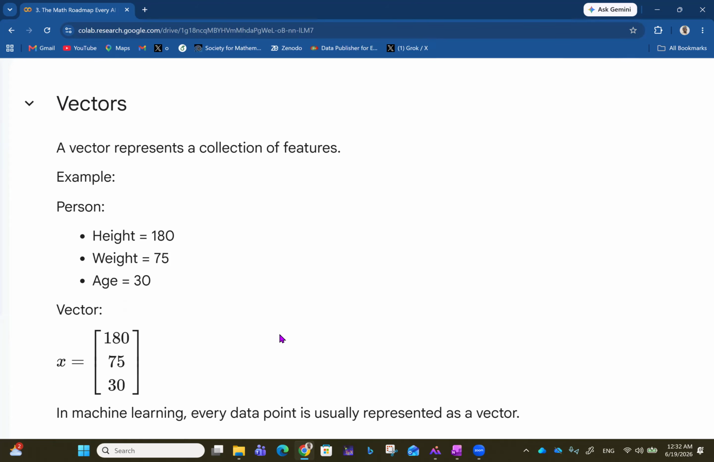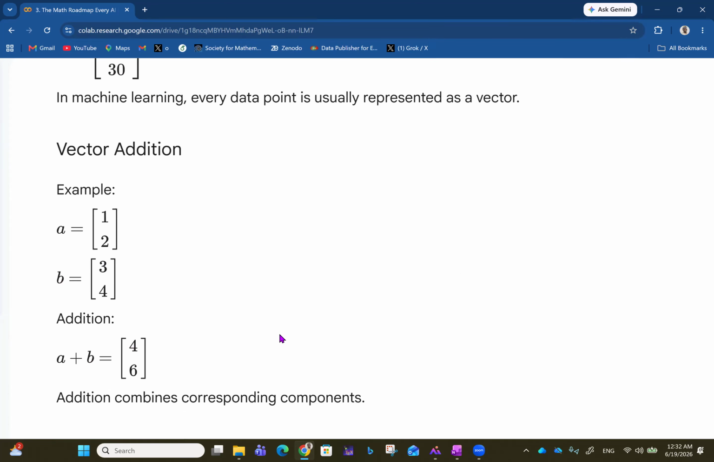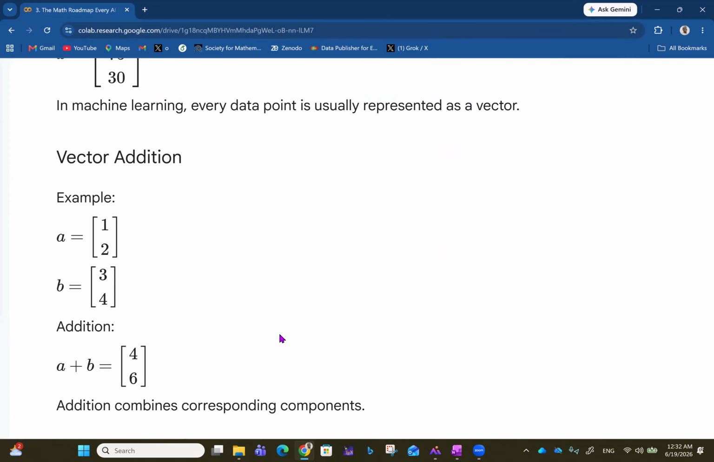So in this case, a data point is a person and their information can be represented as a vector. Then we have simple things like vector addition. I have a playlist on vectors too, so you want to check that out as much as possible. So for vectors, you have A to be 1, 2 and B to be 3, 4.